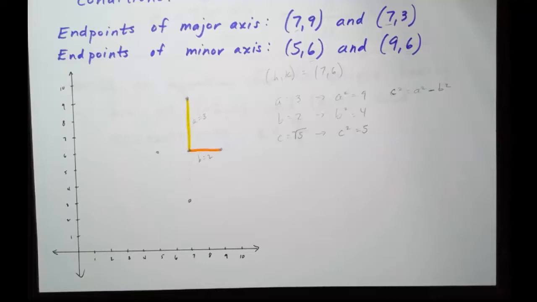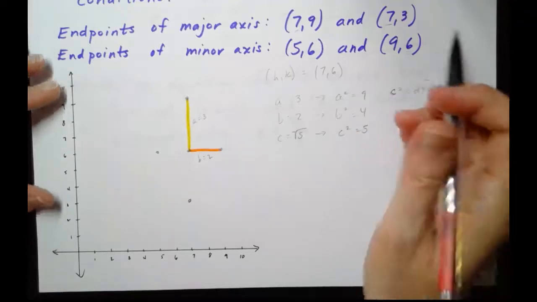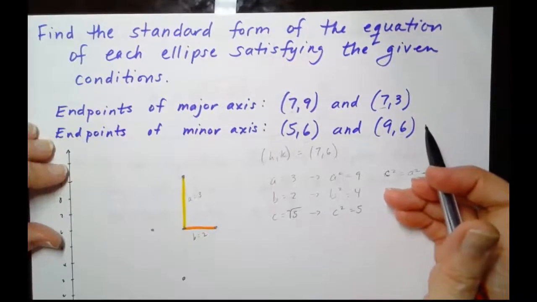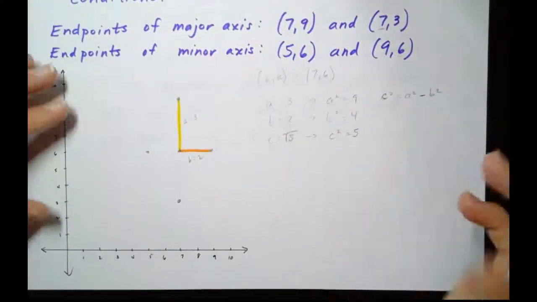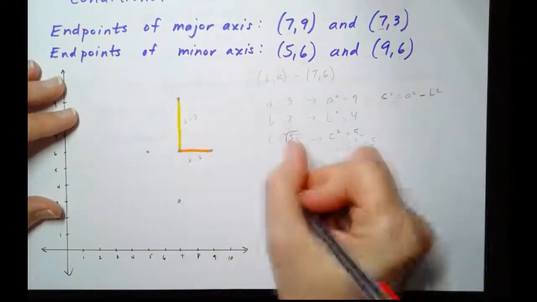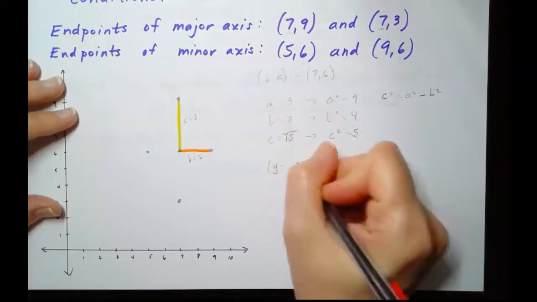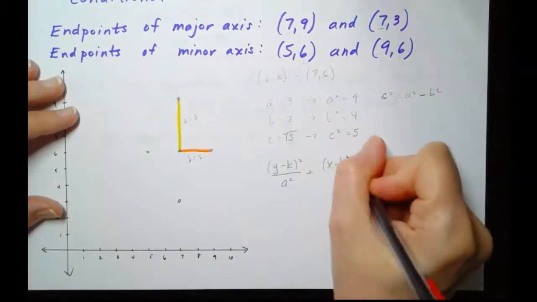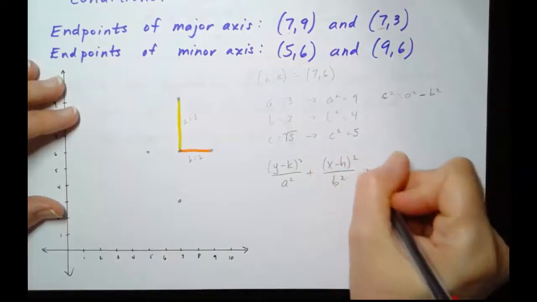We can go ahead and we can write the equation of this ellipse. Remember, that's what it asks for. Find the standard form of the equation of each ellipse satisfying the given conditions. So here we go. So once again, this is a vertical major axis. So y minus k squared over a squared plus x minus h squared over b squared equals 1.